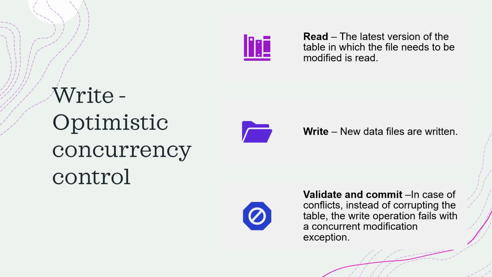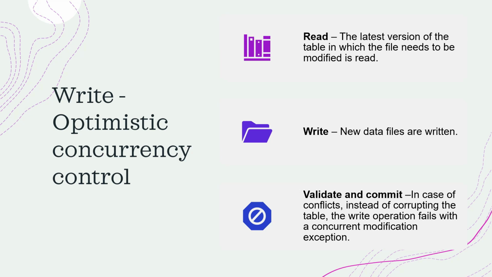So when we are doing a write, there are three things like I said: read, write, and validate and commit. Read means the latest version of the table in which the files need to be modified is read. There is a delta table which exists and has some existing data. So even before writing, a read operation is done, which means we are reading a version of whatever data currently resides in the delta table. Then the actual data write happens where new data files are written, and all of these are maintained in the transaction log. The third and final step is to validate and commit, which means we have read the latest version existing in the delta table.